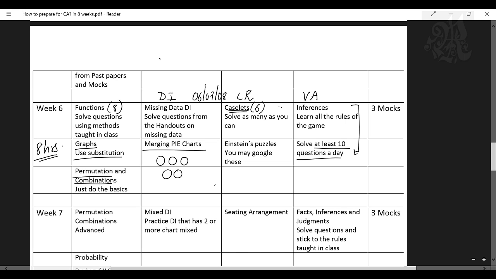Okay, same goes with LR. You have to do caselets every day from now on, and again you write 3 mocks this week. Your score should approximately reach 140ish by week 6.